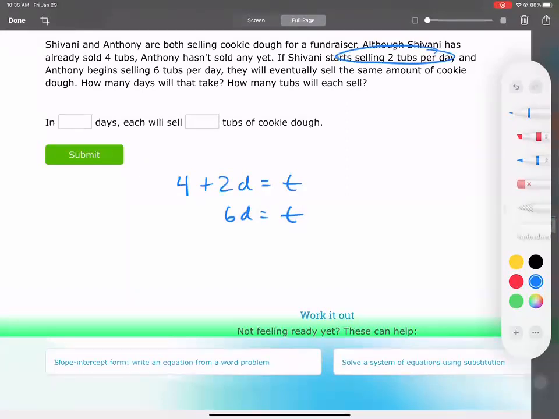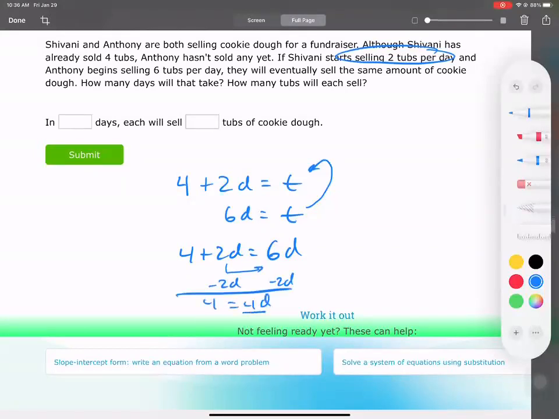Okay, great thing is that we have substitution. We can just plug in one for the other. This is already set up for us, good to go. 4 plus 2D is equal to 6D. Now, like I said before, we like combining our variables. In this case, I can just move the 2D over, minus 2D, minus 2D. So we end up with 4 equals 4D, divide 4 over 4. D is equal to 1, right? 4 divided by 4 is just 1. So it turns out it would take them only 1 day to catch up.